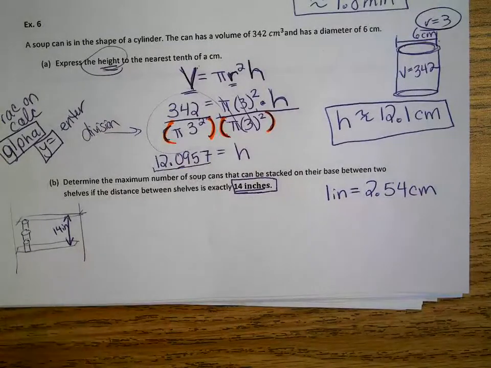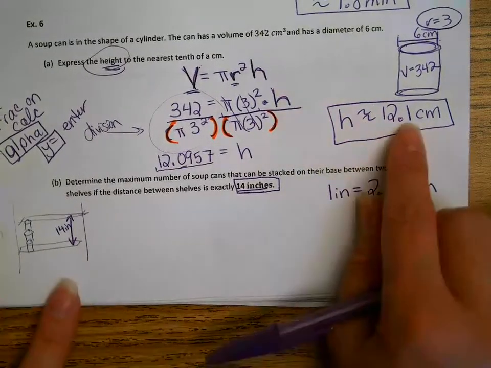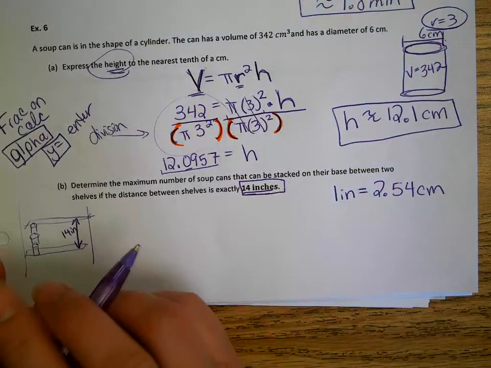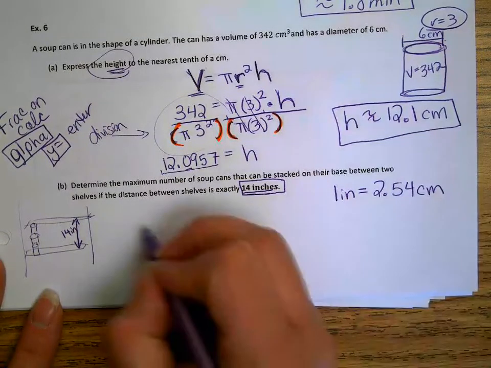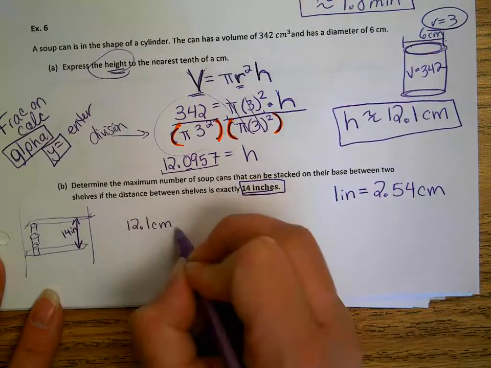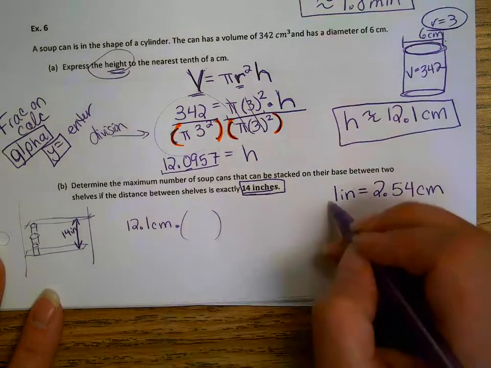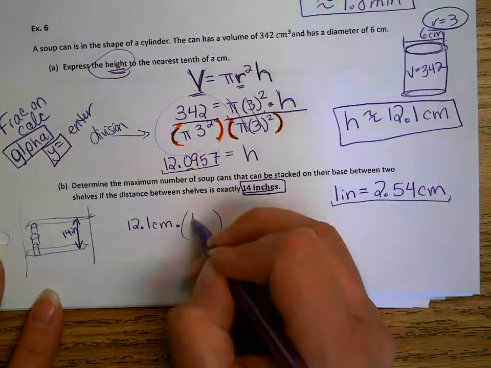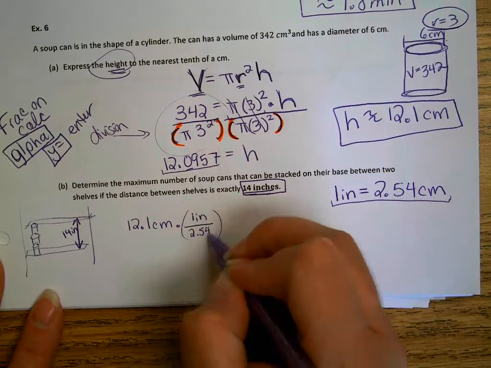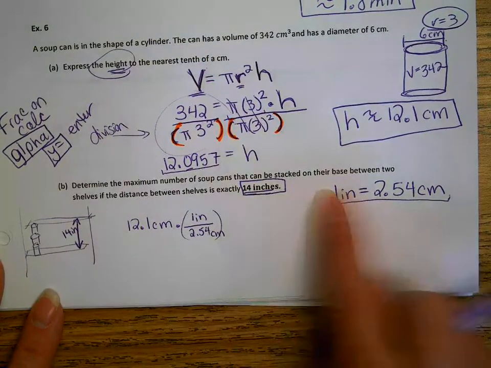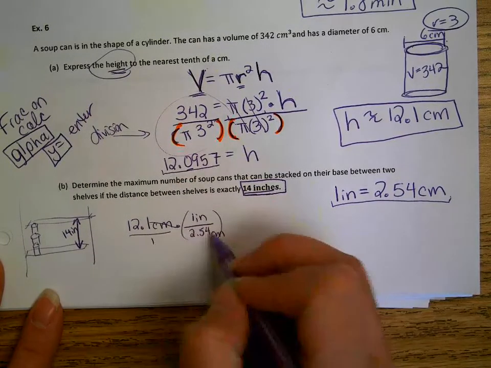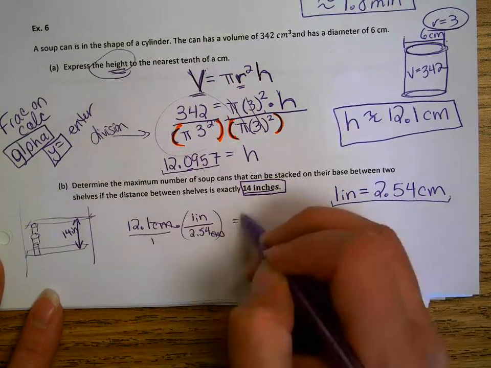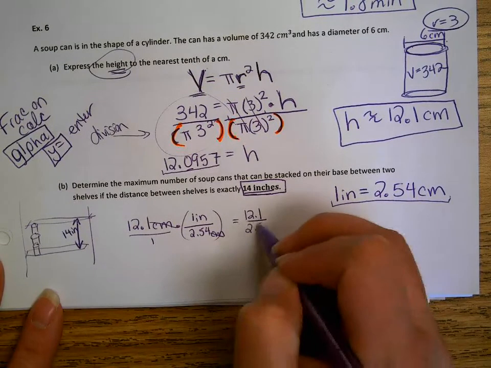This is where you have to decide if you're going from a large unit to a small unit or a small unit to a large unit. So what we have to do is take our 12.1 centimeters and convert that into inches. We're going to multiply that by a scale factor, a ratio of 1 inch to 2.54 centimeters. When we multiply these, centimeters and centimeters cancel each other out as units. So we get 12.1 divided by 2.54.